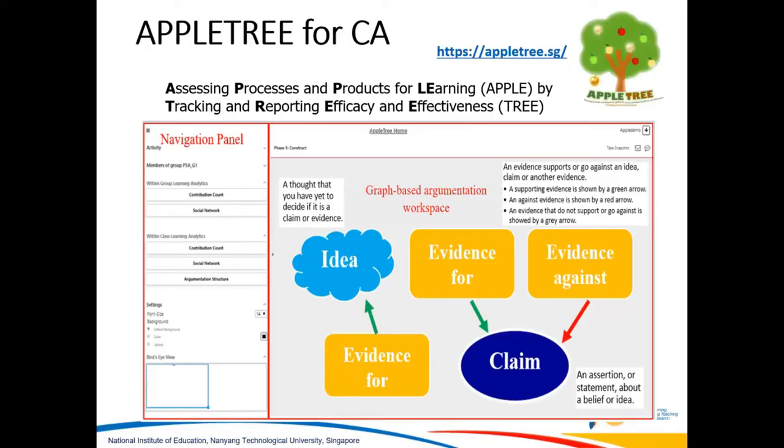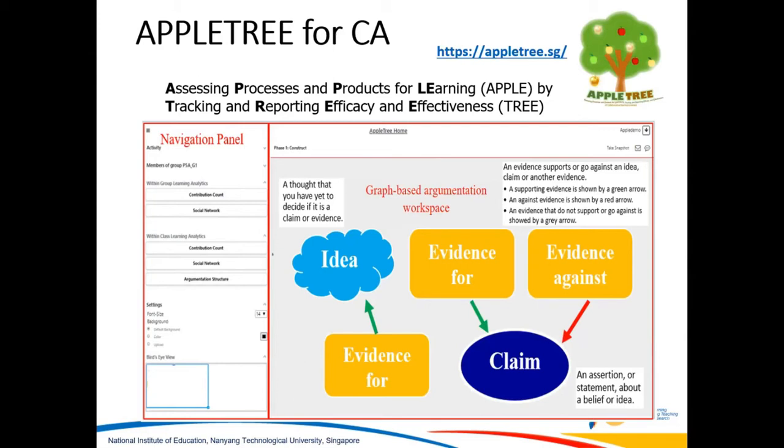So this is our proposed solution. The project that we have developed is a web-based computer system called AppleTree. As you can see from here, AppleTree presents each user a two-pane window. The left pane is a navigation panel. The right pane is a student's working space. So it is a graph-based argumentation system.